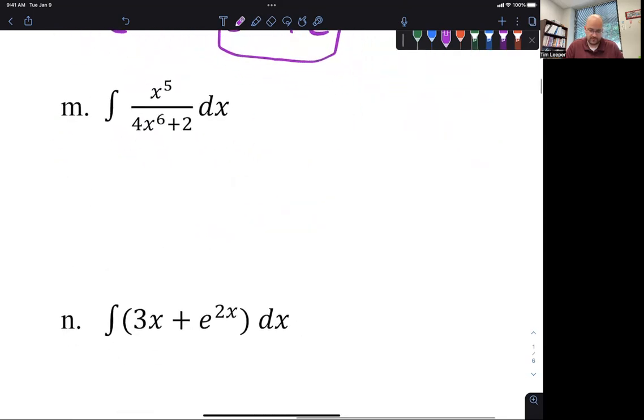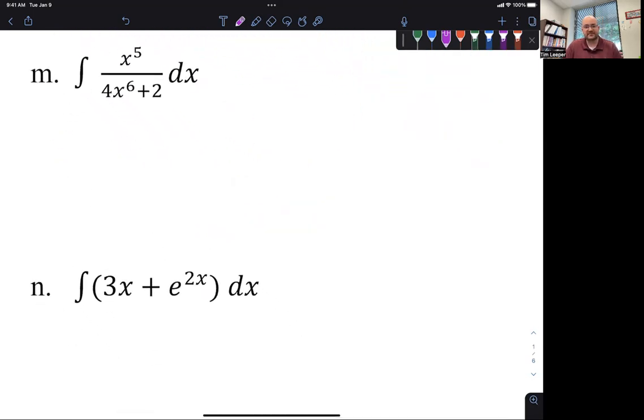Now let's look at M. The integral of x to the 5th divided by 4x to the 6th plus 2 dx. Now notice that there isn't any parentheses really around anything, but notice that in the denominator here, its derivative x to the 6th becomes an x to the 5th of some sort. It's off by a coefficient, but that's okay.